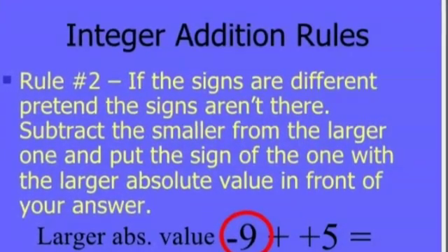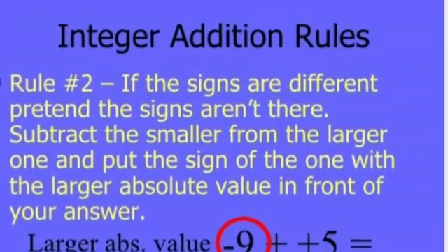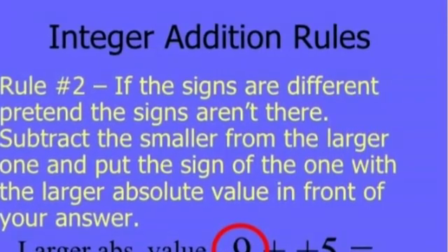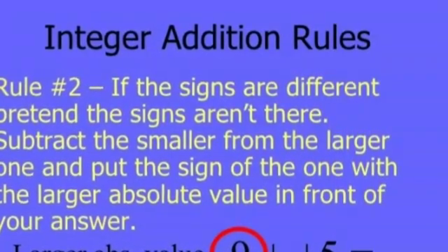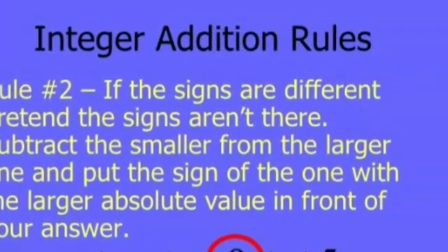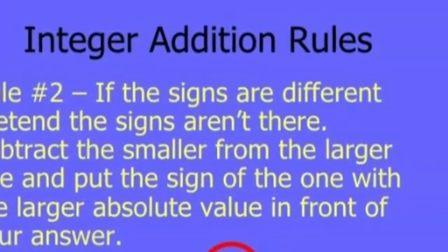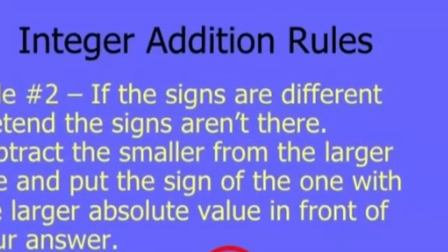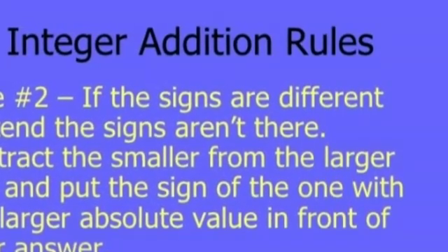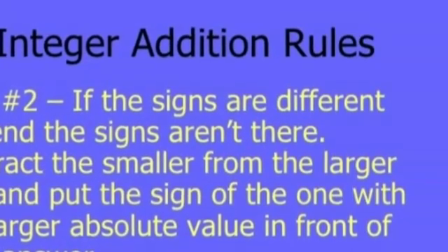See here, subtract the smaller number from the larger one and put the sign of the one with the larger absolute value in front of your answer. So we will come to know what you mean by absolute value. First of all, understand what sentence is given in rule 2 here. Suppose minus 9 is added to plus 5. Minus 9 I said, plus 5 I said, both we are doing as addition.